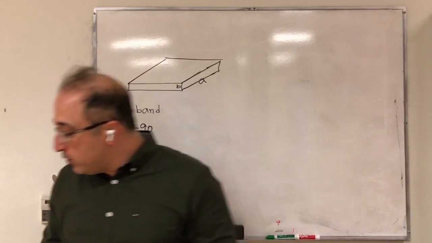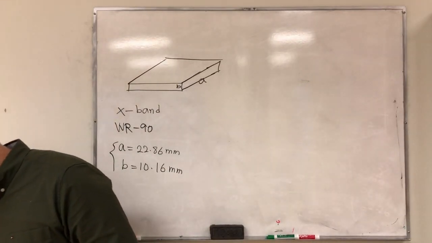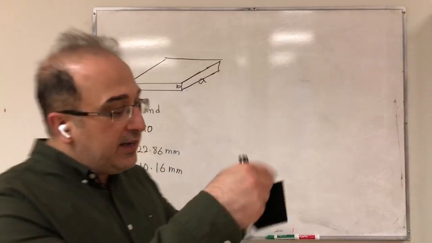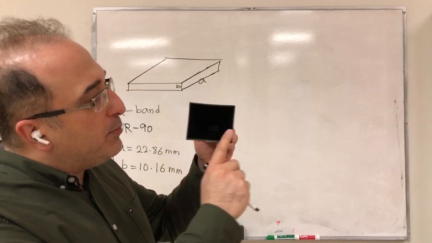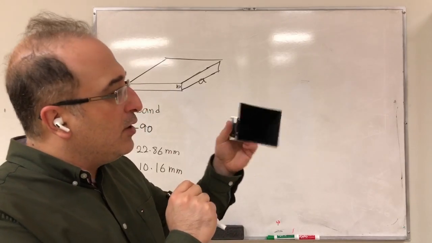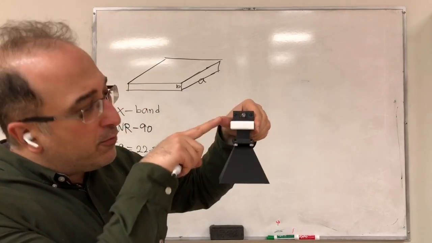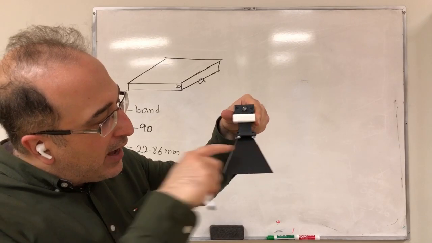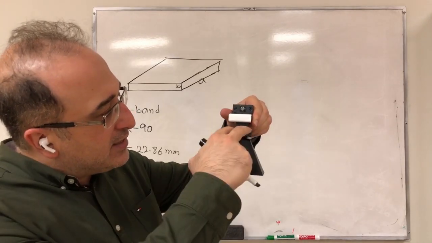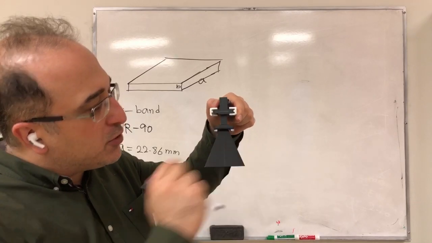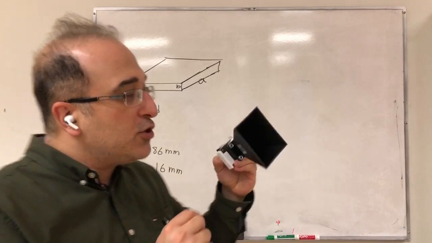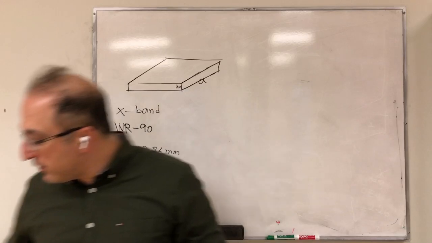Now, if you want to change it to a horn antenna, here you have the same waveguide, and then you go to a bigger aperture right here. So as you look at that, you have your waveguide, and then you flare out the aperture, and this is from the A dimension, and this is from the B dimension. So you increase the aperture size.